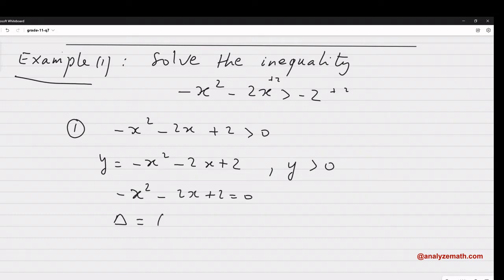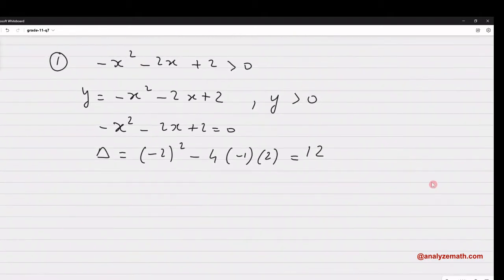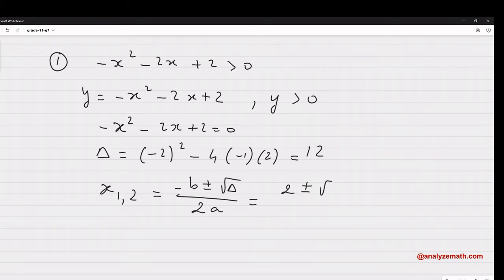So delta: b is -2, so b squared, b is -2, minus 4 times a, which is -1, times c equal to 2, and this gives me 4 plus 8, 12. Find the solution. There are two solutions, remember. They are given by the quadratic formula. -b is 2, plus or minus the square root of the discriminant delta equal to 12, over 2a, which is equal to -2.